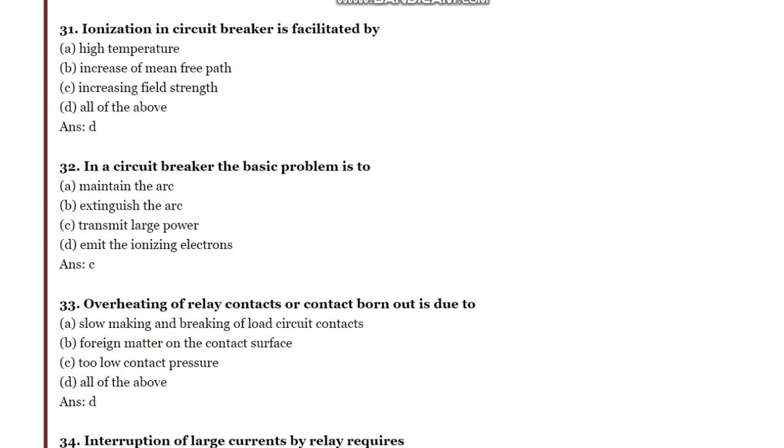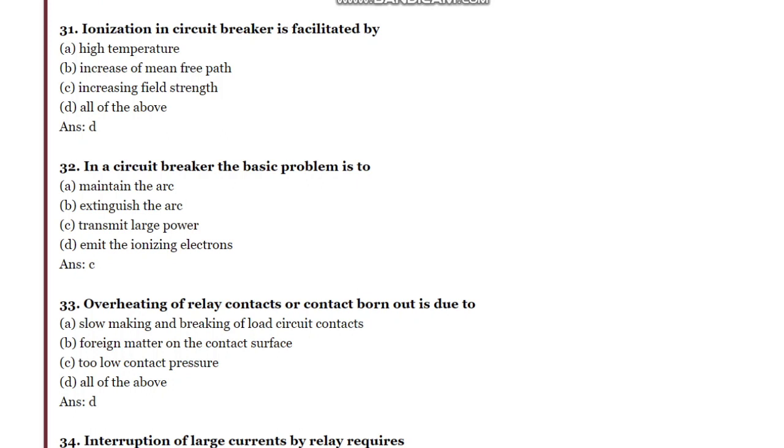Question number 31 is ionization in circuit breaker is facilitated by all first three, that is high temperature, increase in mean free path and increasing field strength. In a circuit breaker, the basic problem is to transmit large power.